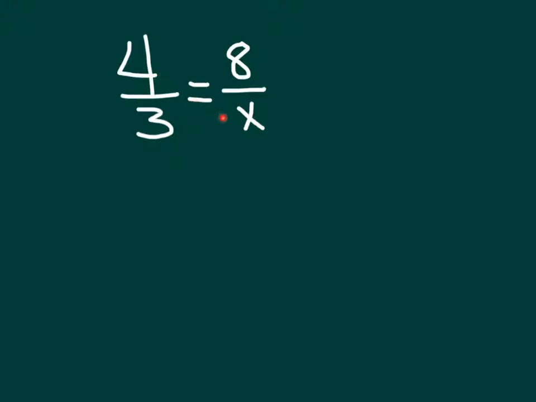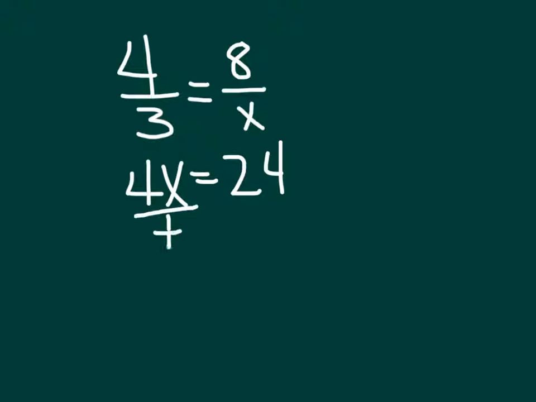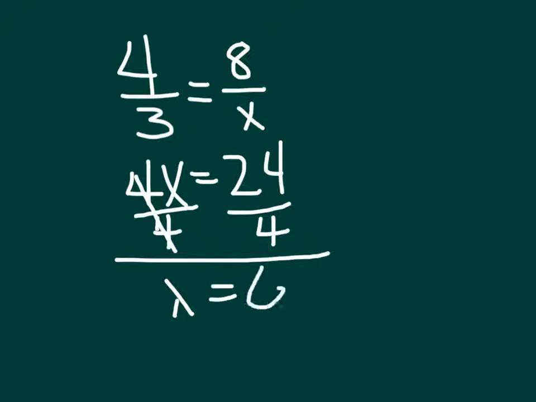So 4 times x is equal to 4x, and 3 times 8 is equal to 24. Then you've just got an algebraic equation that you need to solve. The opposite of multiplying by 4 is dividing by 4 on both sides of the equation. The 4's cancel each other out, and you're left with x equals 6.